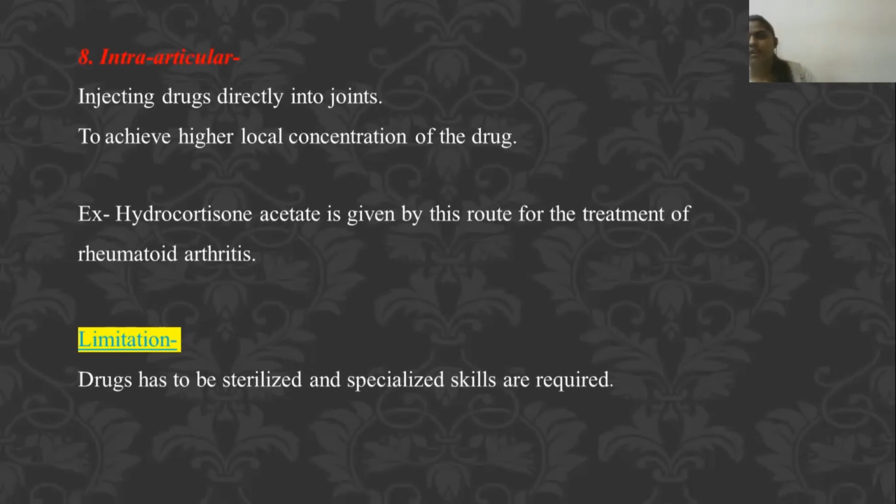Intraarticular route or intraarticular injection is there. It involves injecting the drug directly into the joints to achieve a higher local concentration of the drug. An example is hydrocortisone acetate, given by this route for the treatment of rheumatoid arthritis. The limitations of that route are that drugs have to be sterilized and specialized skills are required.